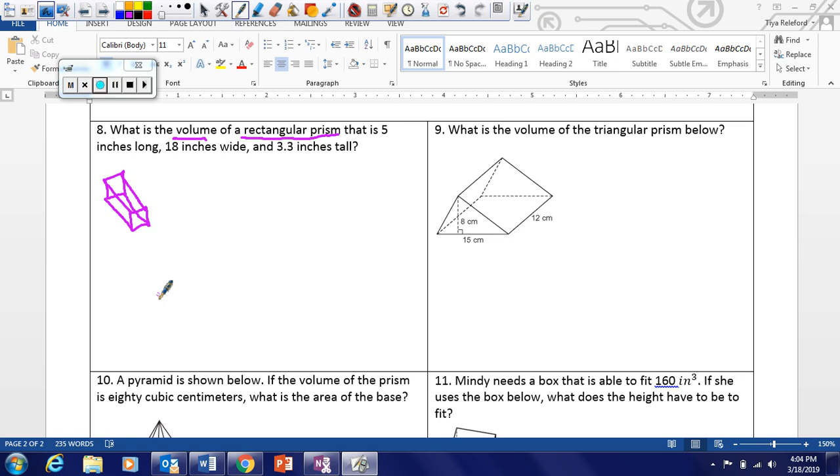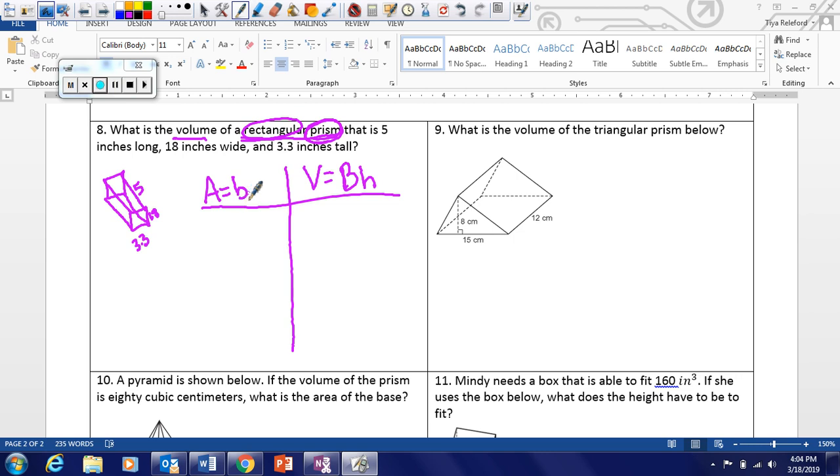So do not stress out about what you label what. It really doesn't matter. I'm going to say that it's 5 inches long and 18 inches wide and 3.3 inches tall. It really doesn't even matter. You need formula for volume of a prism, and you need formula for area of a rectangle. As long as you use each number 1 time, you're going to be fine. No tricks. Just use each one once.